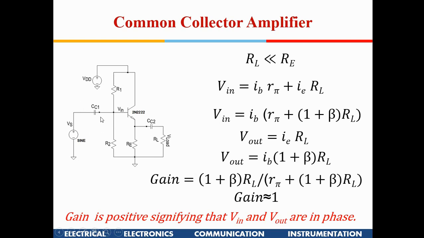By cascading these two stages, what we are going to achieve is we will be able to drive low loads. Bandwidth we'll tackle subsequently. So just understand, this amplifier in isolation has got a very good bandwidth, and it can drive low loads, and the gain is approximately equal to 1. These are the characteristics of the common collector amplifier.